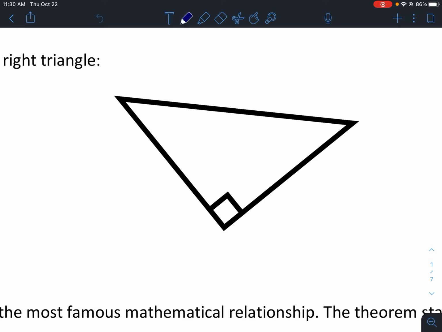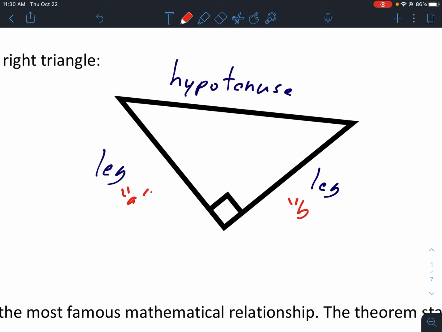Obviously, a right triangle has a right angle in it. The other two angles would be acute. The two sides that make the right angle are called the legs. So leg and leg. The side across from the right angle is called the hypotenuse. The two legs we are going to label as A and B. It doesn't really matter which one's A or which one's B. And the hypotenuse will be called C.